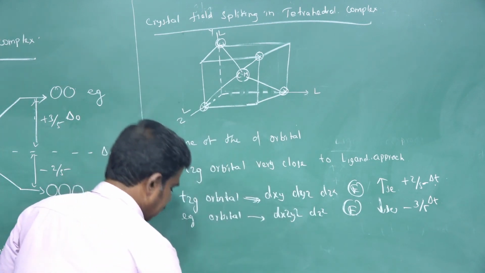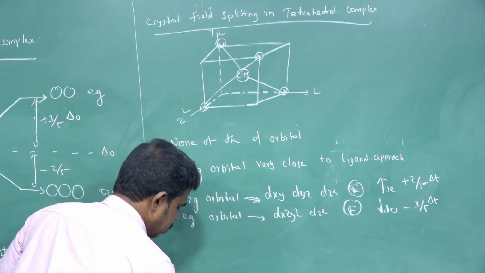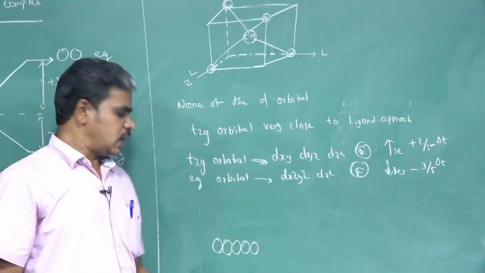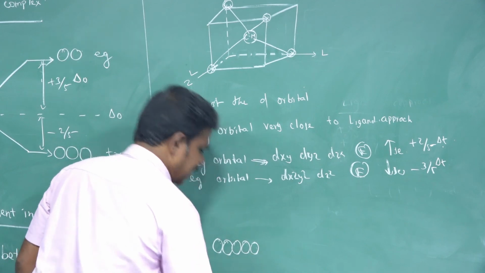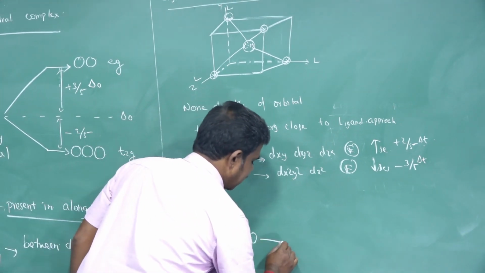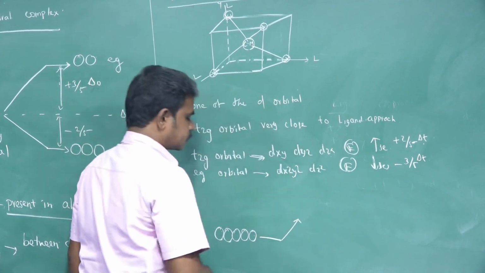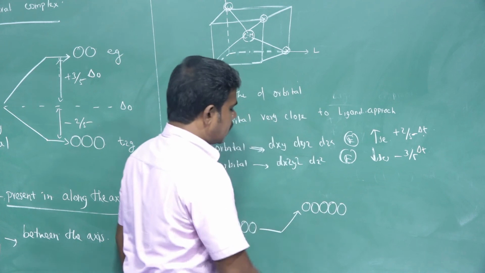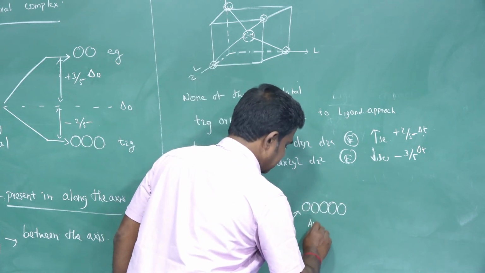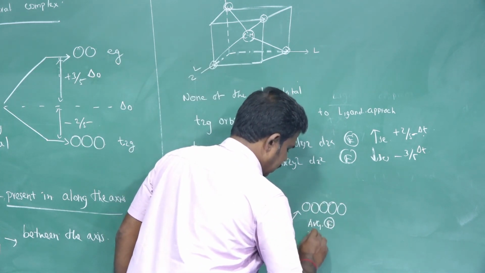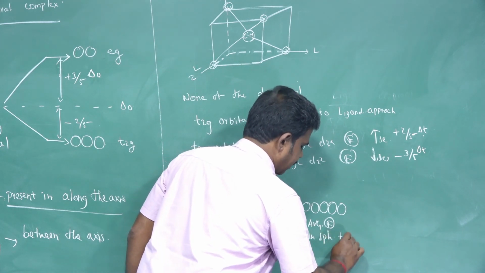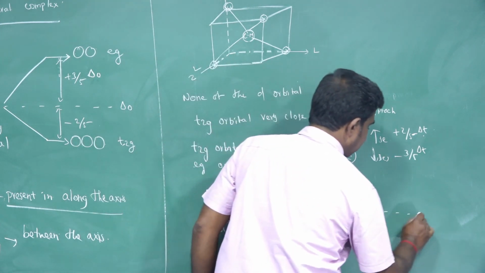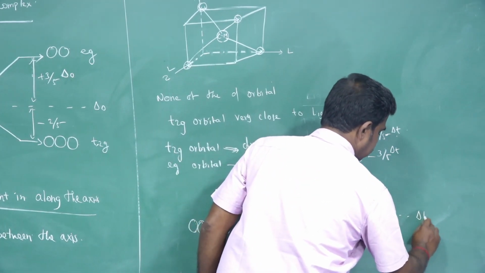So we may take the d orbitals in an isolated gaseous atom. Here they are degenerate orbitals. Now the energy increases somewhat in a spherical field. So this is the average energy in the spherical field. Then what will happen here? Here it is Δt.